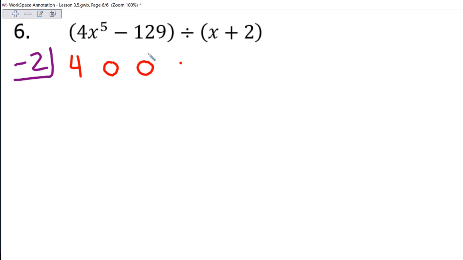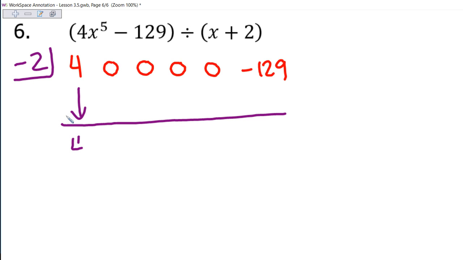What about for x to the 1st power? Put a 0. Our constant is negative 129. Now for all of your powers that are missing, make sure you put a 0. So this is for x to the 5th, x to the 4th, x to the 3rd, x to the 2nd, x to the 1st, and then the constant is always last.